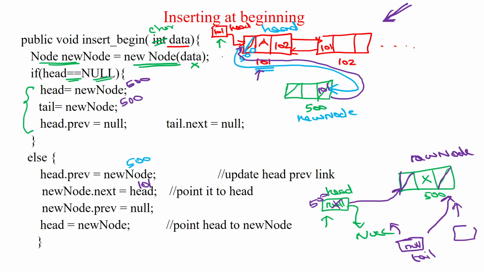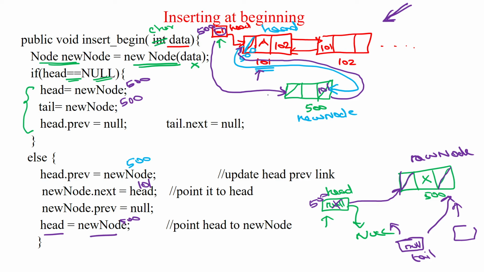Then the head, we have to make it the new node. So head is new node. This statement, head is new node. So 500 is assigned as head. So automatically in this location 101 is updated as 500.